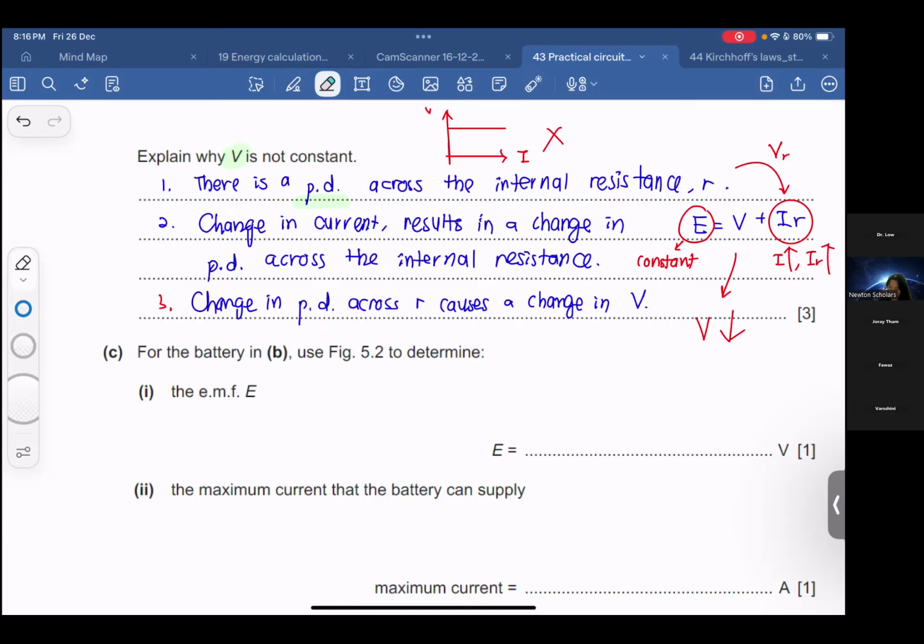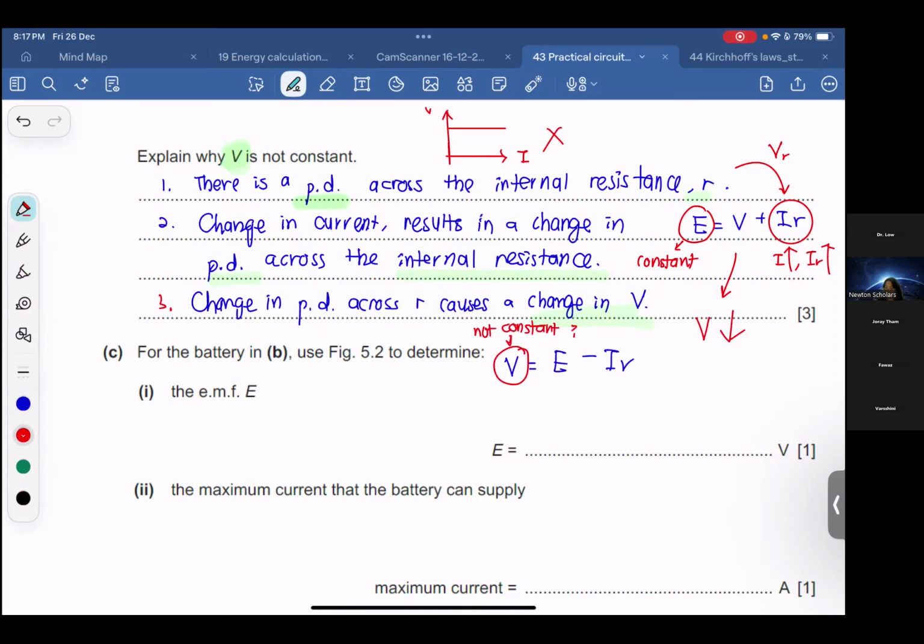So can you see that we're talking about V? Here, the potential difference across r. Then there is a change of potential difference across r, then a change in V. Okay, you write it down. If I rearrange the formula, V equals E minus Ir. Why is V not constant? It will change. Why? Because this one, E, is constant, it won't change. So our explanation has to talk about this part.